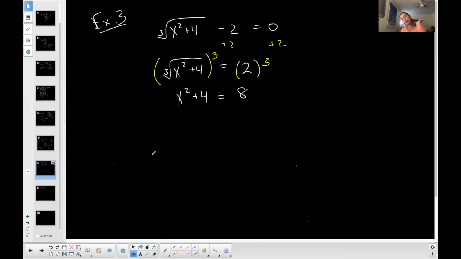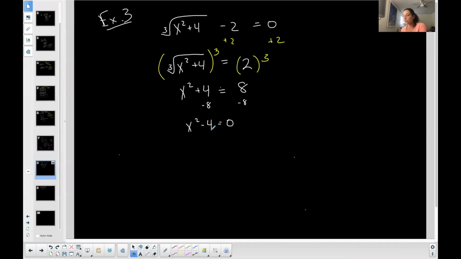And now I have a nice, beautiful little quadratic equation, which, if you recall, we do like to set equal to 0. X squared minus 8 is equal to 0. Ooh, Jackie: 4 minus 8 is not -8. This is -4. Almost got me.